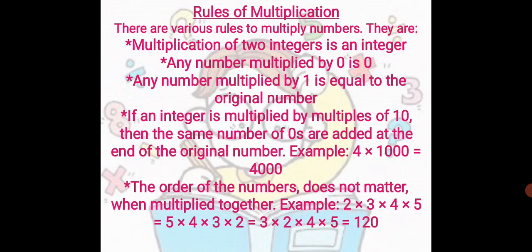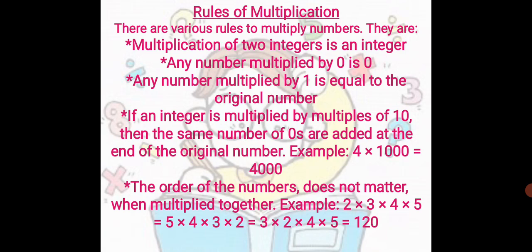Then we have to write the result 4. After that, how many zeros are available after 1? We will just simply put that much number of zeros after 4. Means 4 into 1000 equal to 4000.